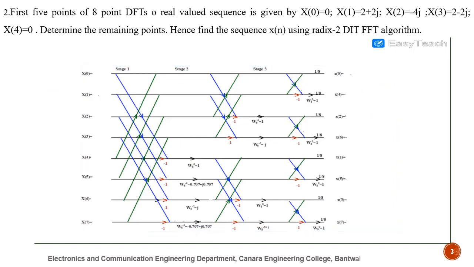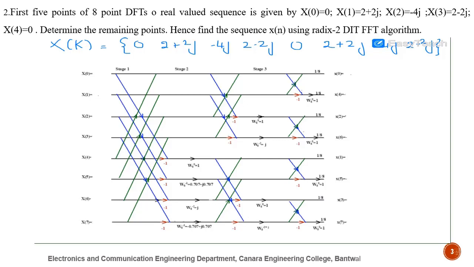The first 5 points of x of k are given to us. They are 0, 2 plus 2j, minus 4j, 2 minus 2j, 0. We need to find the remaining 3 points. You know that we'll make use of the symmetry property. So it is 2 plus 2j, then plus 4j, then 2 minus 2j.